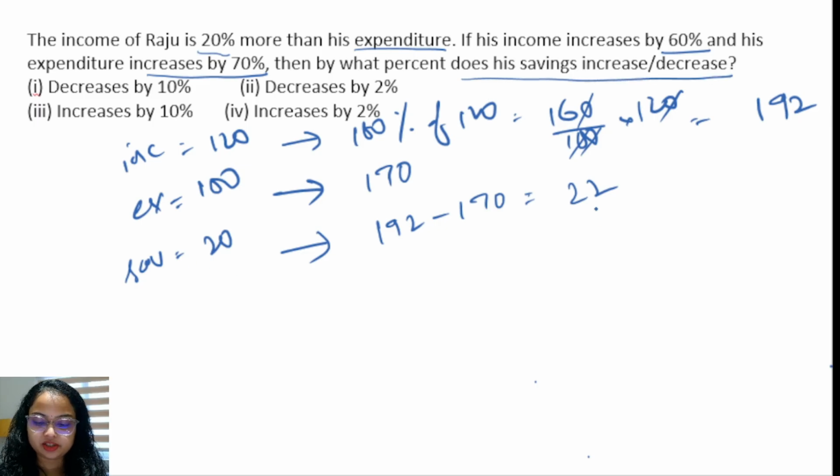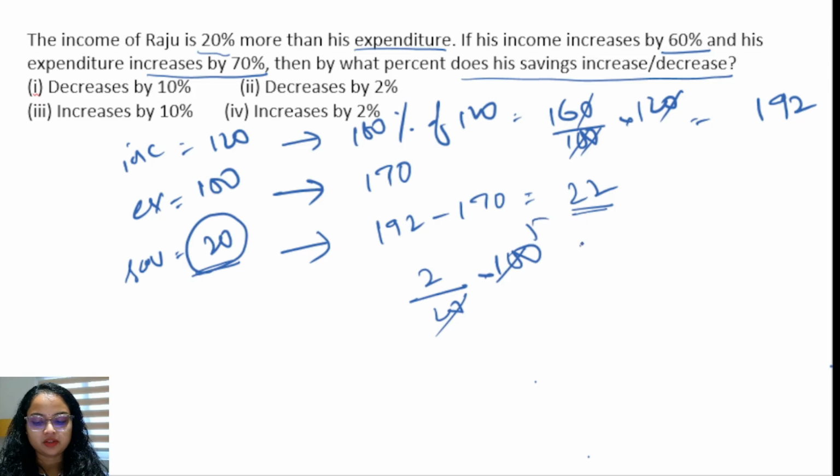So his new savings is 22 and the old savings is 20 rupees. So it increases by 2 rupees. We have to find the percent. So the difference is 22 minus 20. It is 2 divided by old savings. It is 20 into 100. It is 10% increase. Okay, third option.